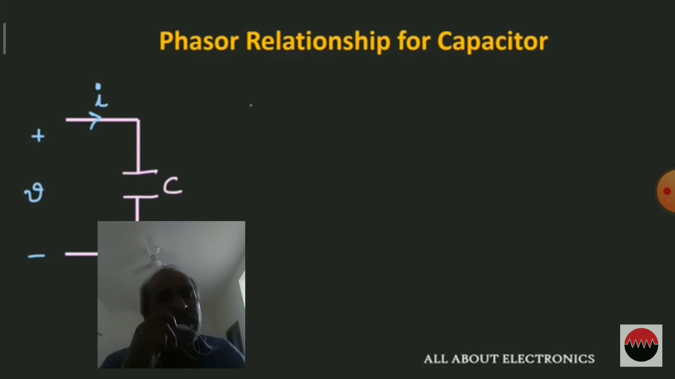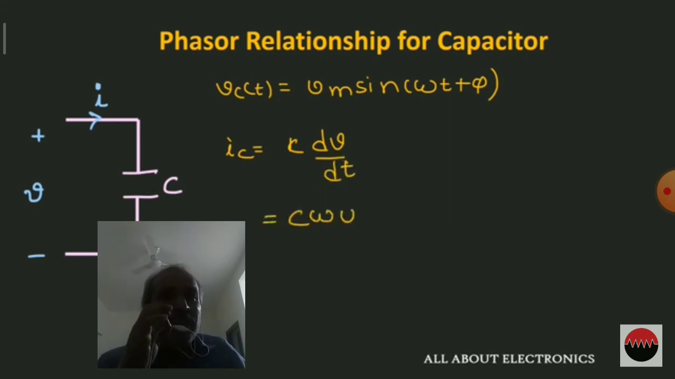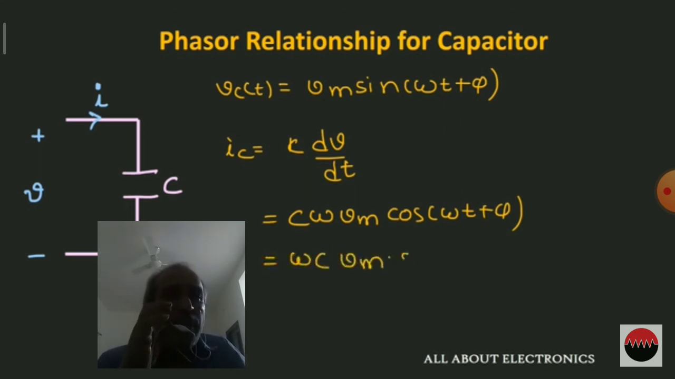Similarly, what is the phasor relationship for a capacitor? Let i be the current through a capacitor, and v the potential difference at an instant of time. It can be written as v(t) = Vm sin(ωt + φ). Current through a capacitor can be written as C dv/dt. Now we differentiate v. What is the differentiation of sin(ωt + φ)? That is Cω cos(ωt + φ), or ωC Vm.